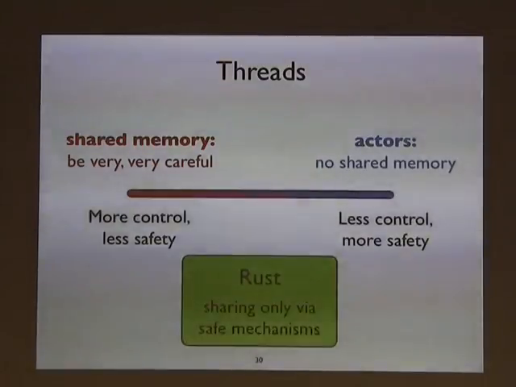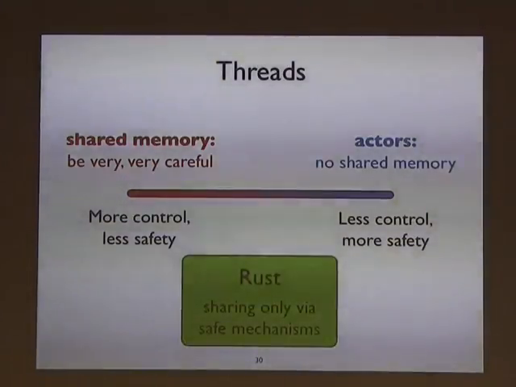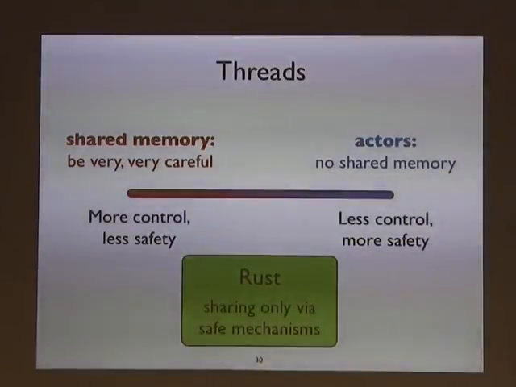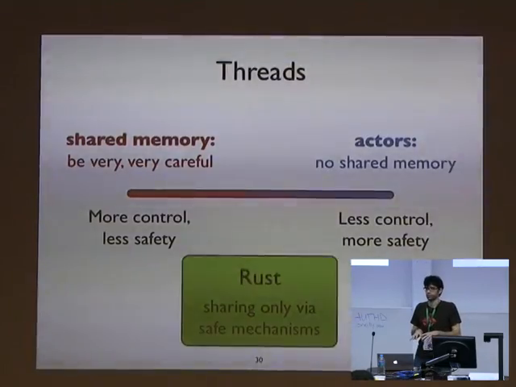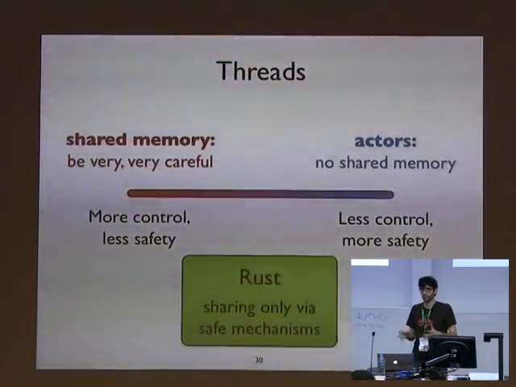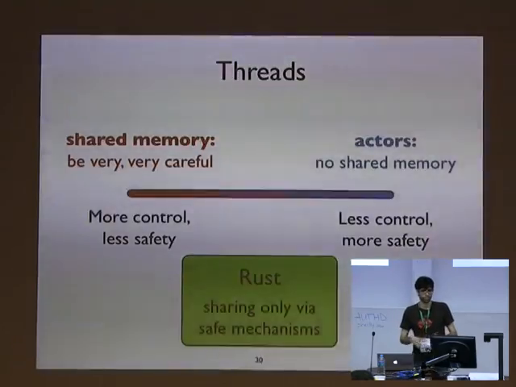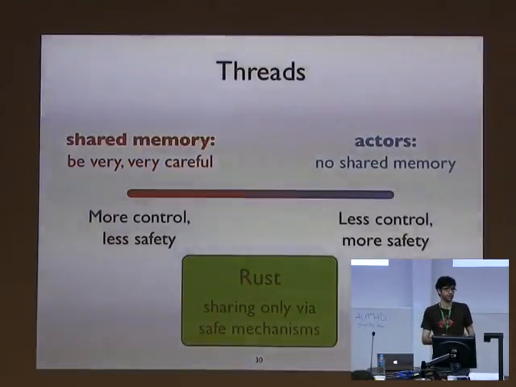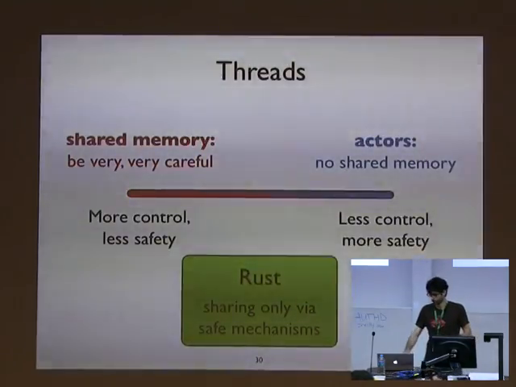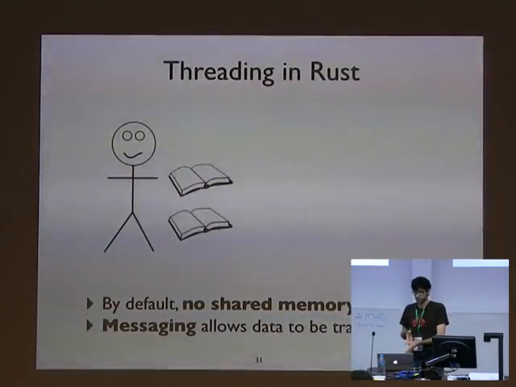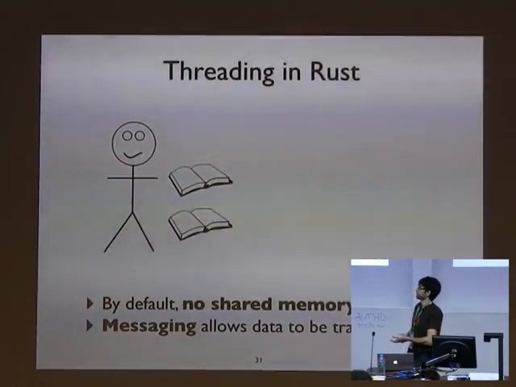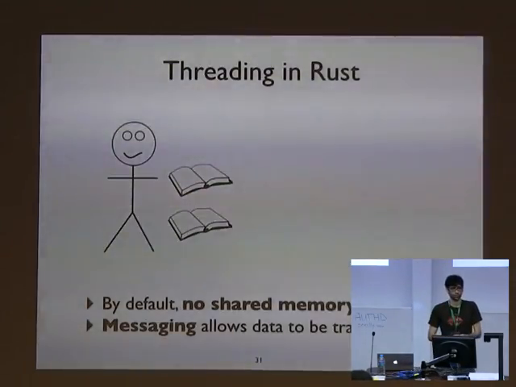And so what we say in Rust is, let's start with the actor idea. Let's say most of the time we don't have shared memory, because that's actually pretty good, and that gets you pretty far. But when you do need it, we allow shared memory, but only via these safe mechanisms that guarantee that you're taking turns, or guarantee that you're only reading, and so forth. So here is my stick figure explanation of how it works, and then we'll get to the code.